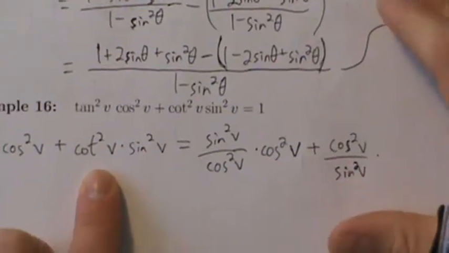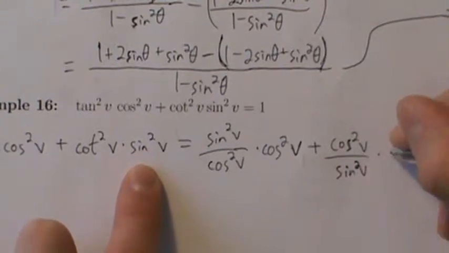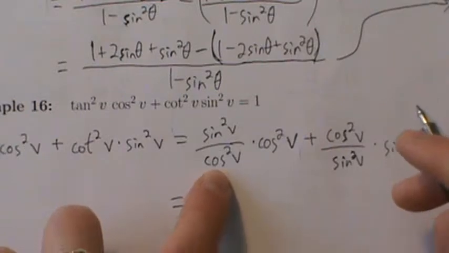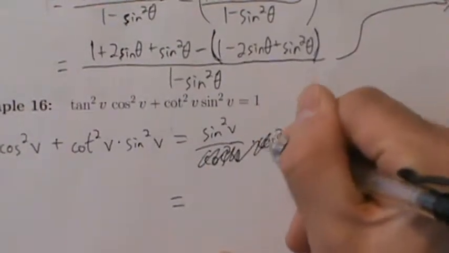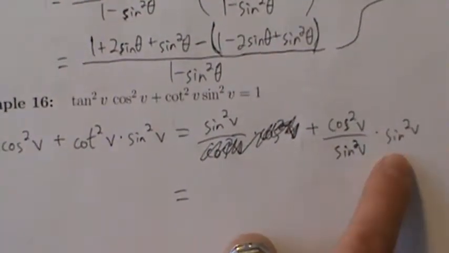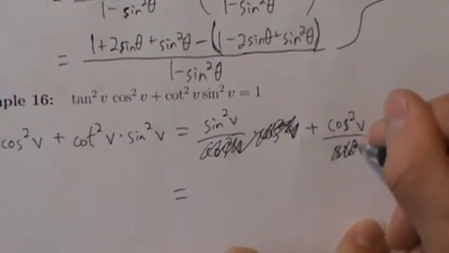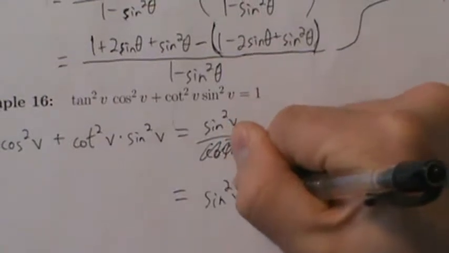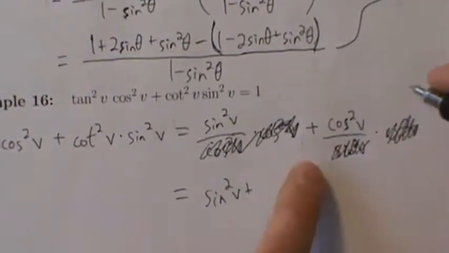And since we're converting into sines and cosines, leave the sine squared over here as it is. Okay, so now what happens? Cosine squared of v, cosine squared of v, they cancel. That is great. That's wonderful. Sine squared of v, sine squared of v, they cancel. That's great. That's wonderful. And then this is sine squared of v plus cosine squared of v.